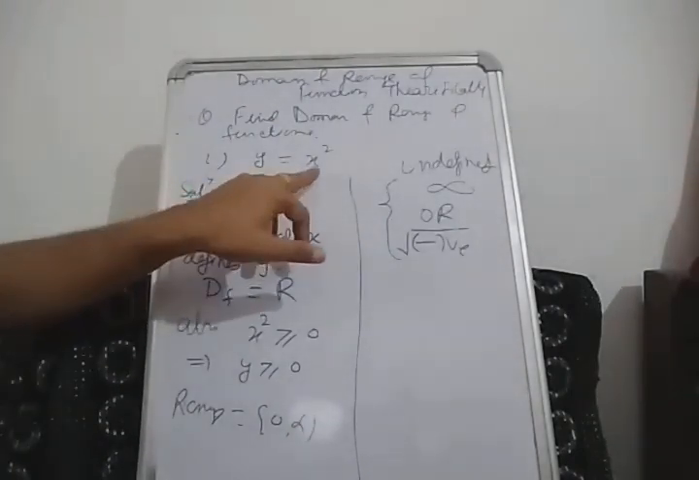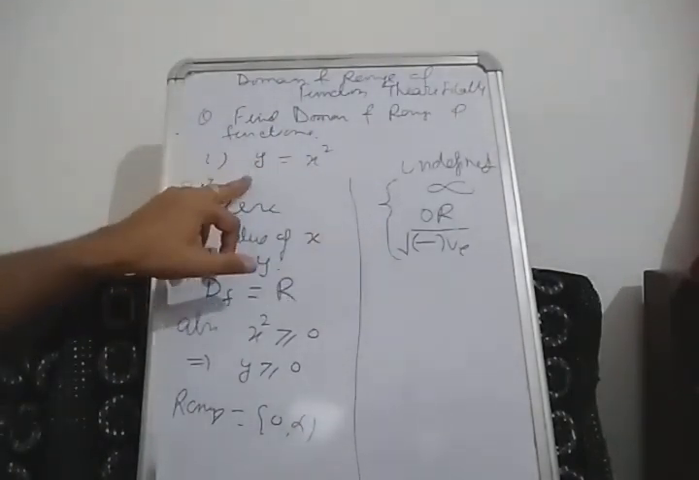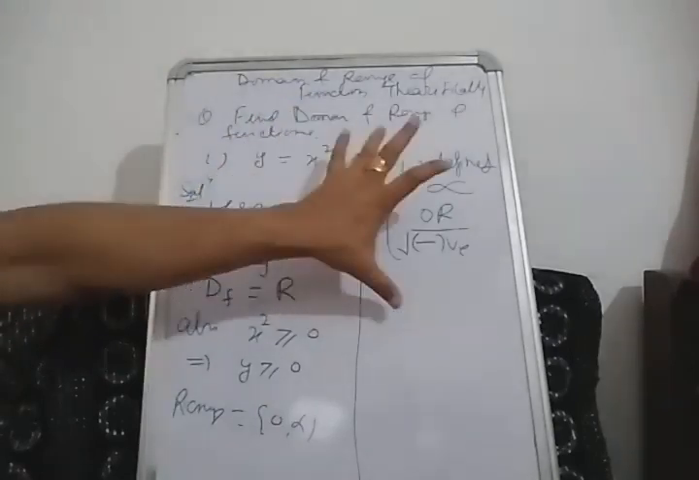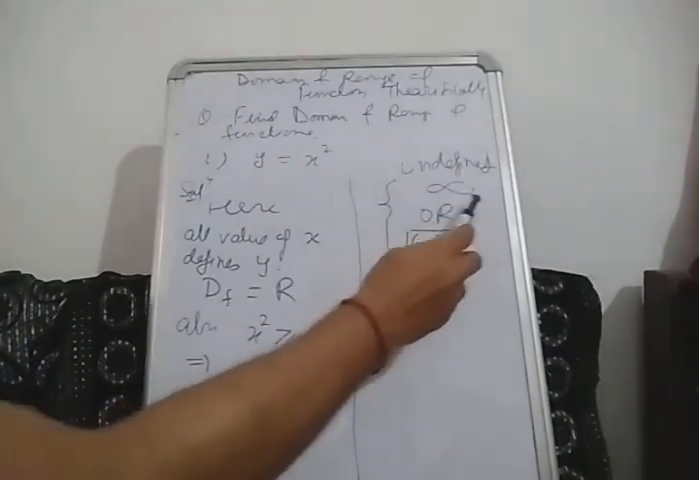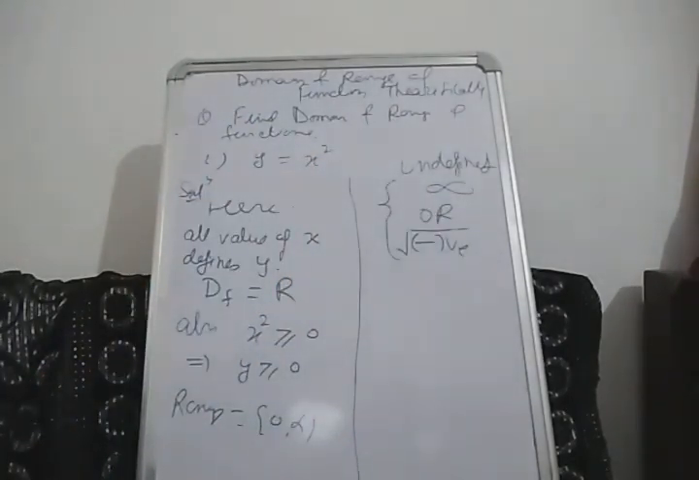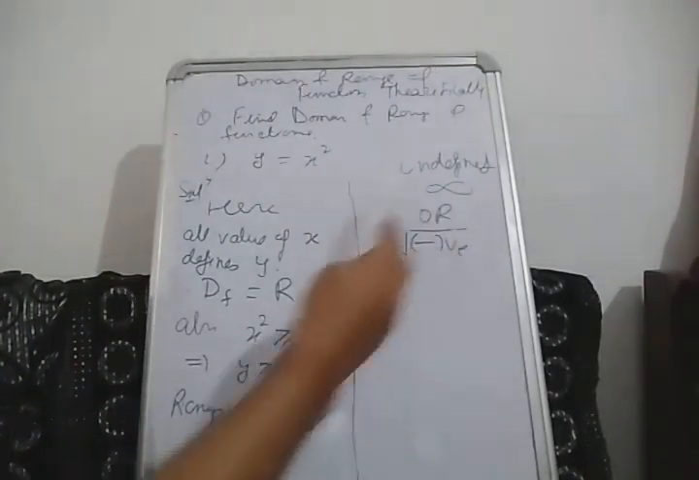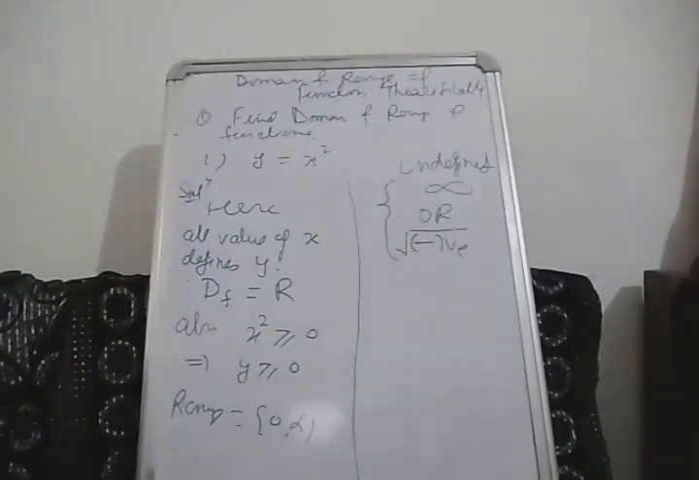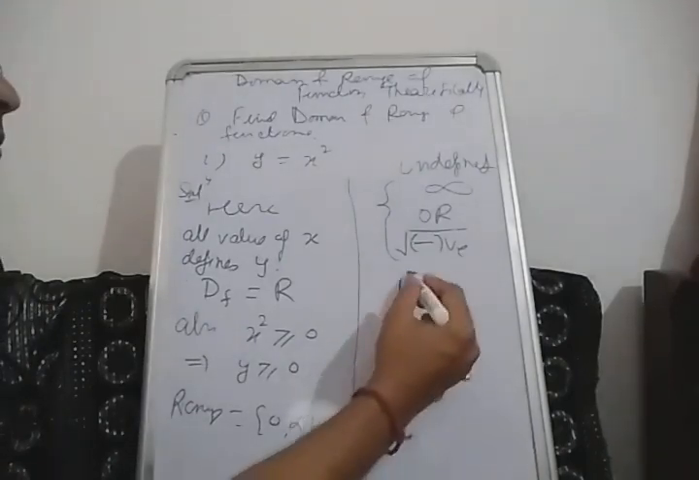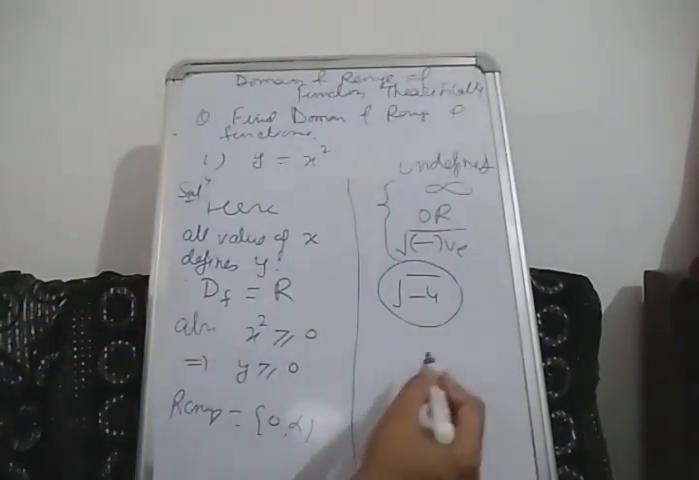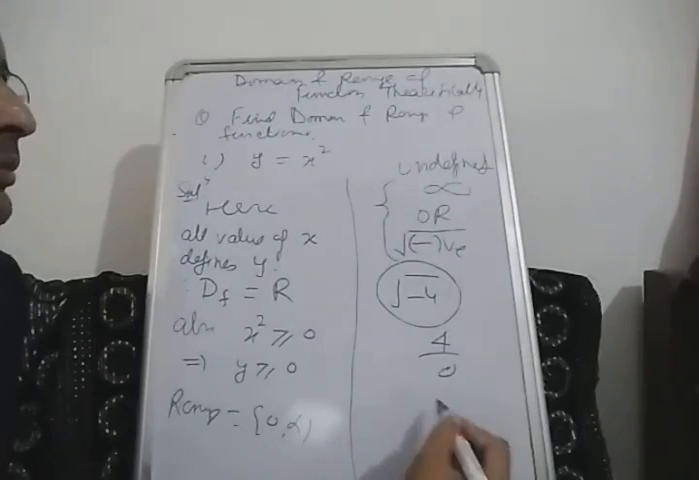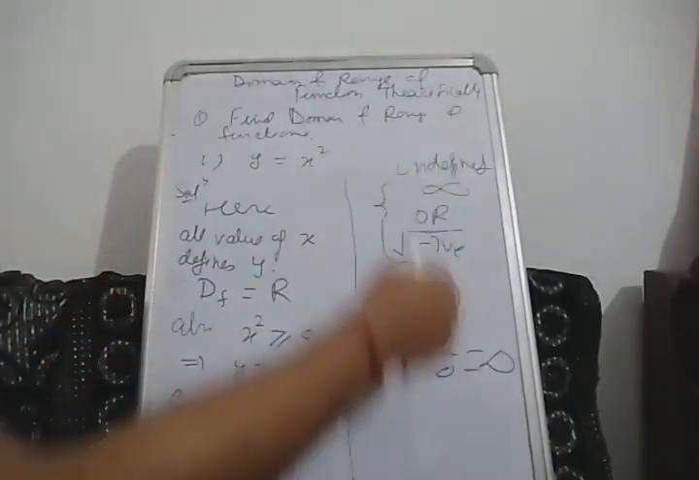It means: what are the values of x so that y is defined, and what are the values of y so that x is defined. Keep this in mind: for both domain and range, the answer should not be infinity or the square root of a negative number, because infinity is called not defined and the square root of a negative is called a complex number. This is not a real number. Like the square root of -4 is not a real number. So the answer should not be like this, like 4 upon 0, because it becomes infinity. So we have to check these cases.